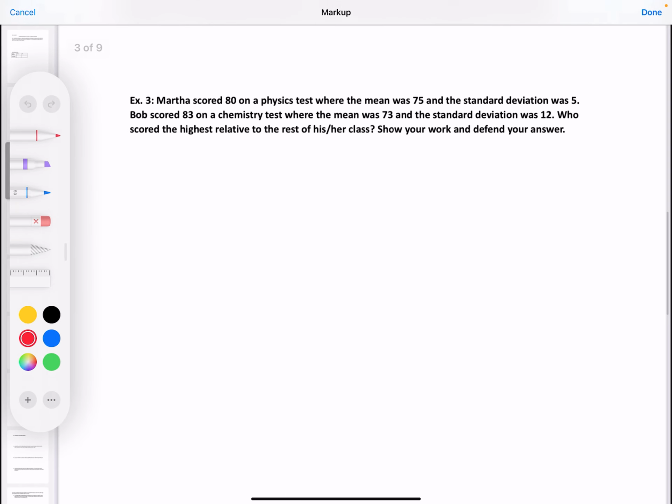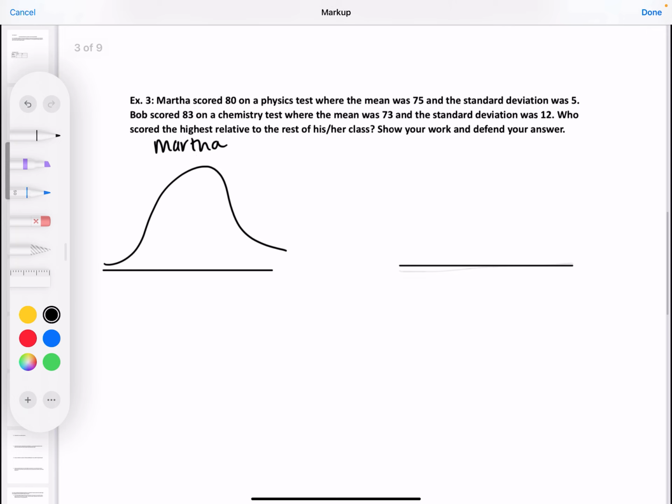All right, so Martha scored 80 on a physics test where the mean was 75 and the standard deviation was 5. Bob scored 83 on a chemistry test where the mean was 73 and the standard deviation was 12. Who scored the highest relative to the rest of his or her class? Show your work and defend your answer. So, just to have a quick little picture here. Martha. And then we're going to have one for Bob as well. That was a terrible curve. Yeah, there's some things I get pretty good at drawing. This just has never been one of them.